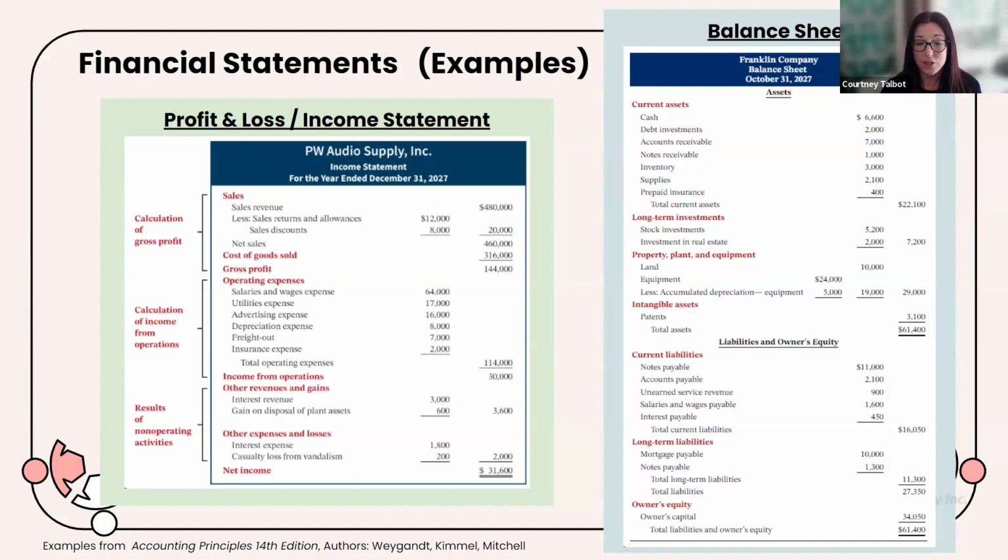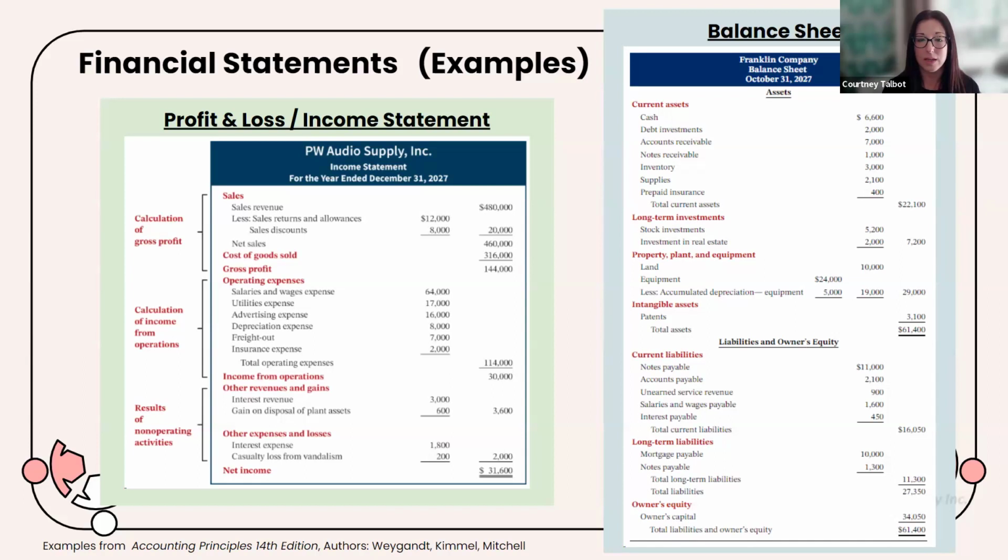Other revenues and gains, as you notice down towards the bottom, can be interest revenue, or as I mentioned before, money coming in from the sale of assets or other non-operating income. What I mean by that is money you get from something other than your normal sales. For example, in this company, they probably don't usually sell assets in their normal course of business, so it's under other revenues and gains. And then we have some other expenses and losses.